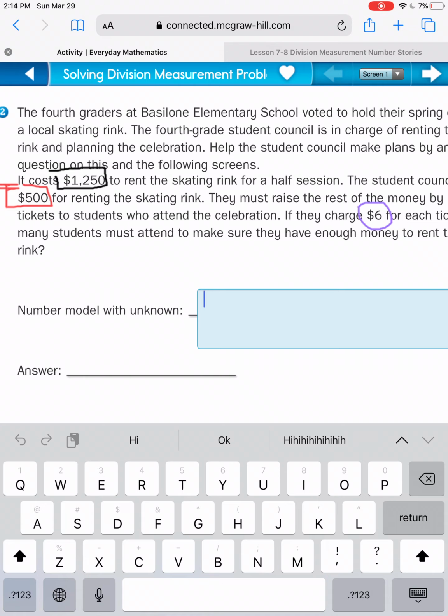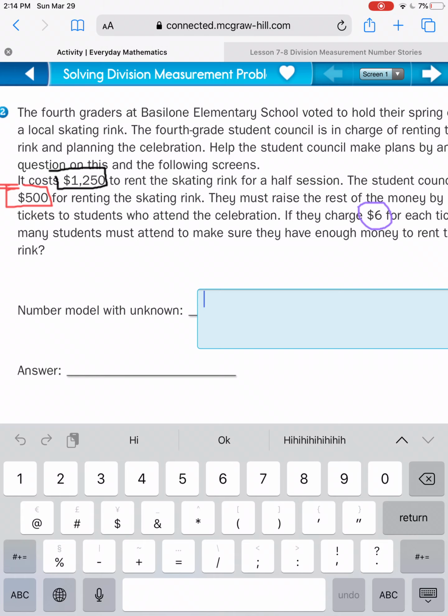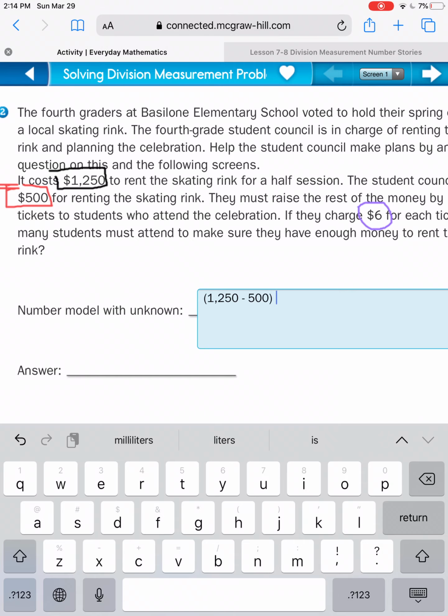So hopefully your number model looks similar to mine. I know that I have to first find out how much money they have left to raise. It costs $1,250 to rent the skating rink, and I'm going to subtract $500 from that because that's what they already have. I'm going to put that in parentheses because I need to know that first. Once I subtract that, it's going to tell me how much money they still need to raise.